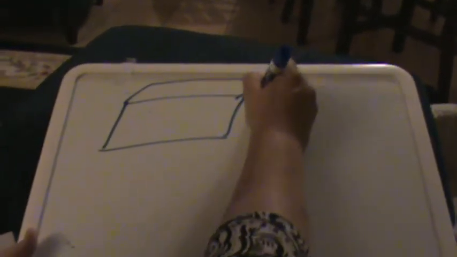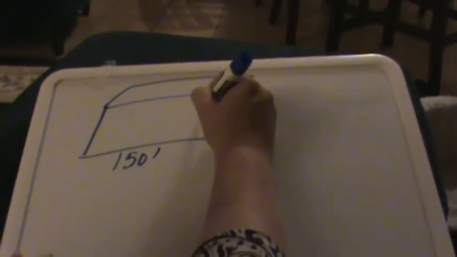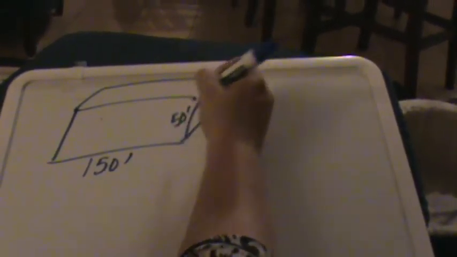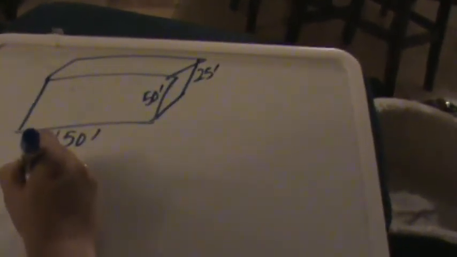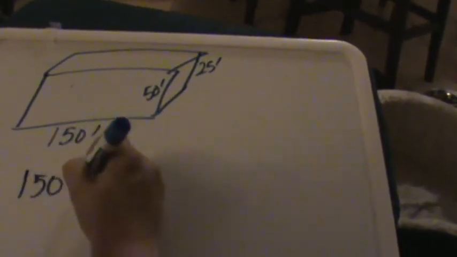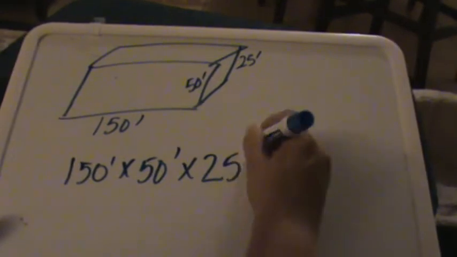Okay, last question in this lesson. A rectangular reservoir is 150 feet long, 50 feet wide, and 25 feet deep. How many cubic feet does it hold? So let's draw our rectangular reservoir. That's 150 feet long, 50 feet wide, and 25 feet deep. Okay, so it's length times width times height. 150 times 50 feet times 25 feet.